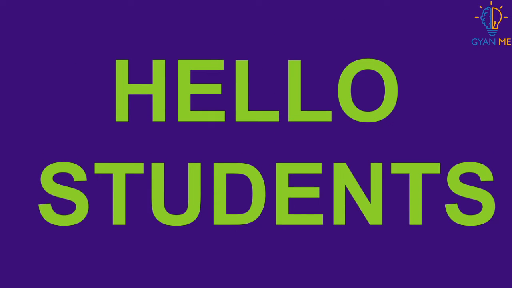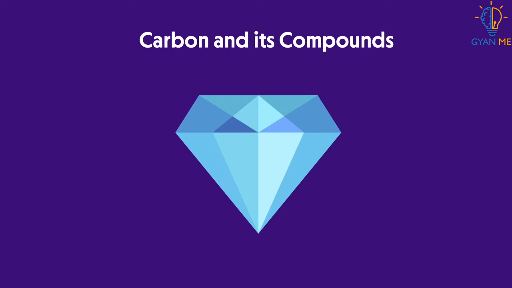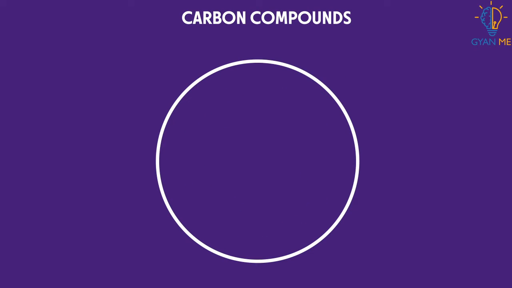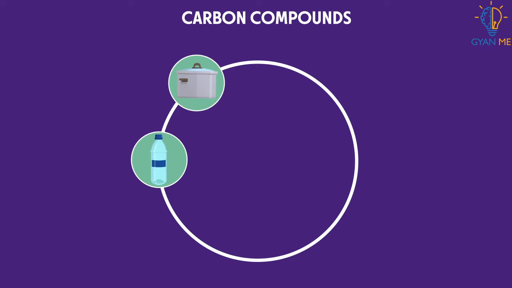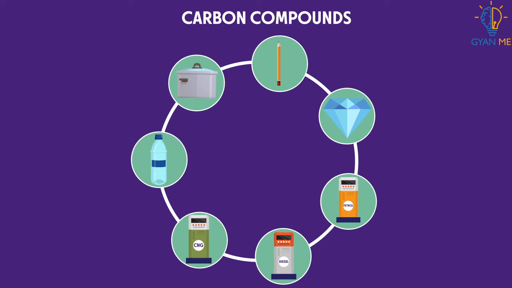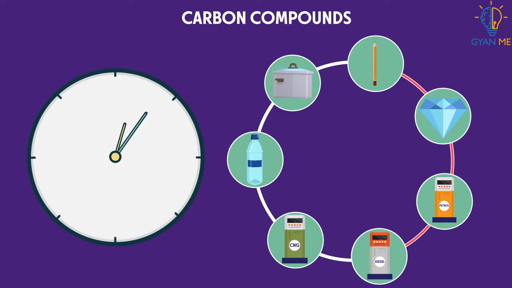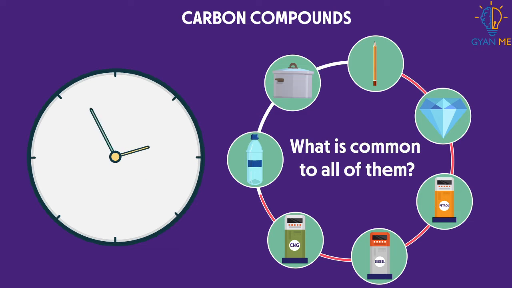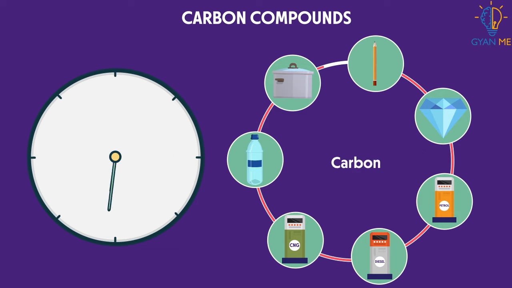Hello students, let us start today with a new chapter, Carbon and its compounds. Observe these things such as plastic water bottles, steel utensils, pencils, diamonds or fuel used in vehicles such as petrol, diesel and CNG etc. We use them all throughout the day, don't we? If I ask you what is common to all of them, will you be able to tell me? Do you know that all these substances contain one common element, carbon?